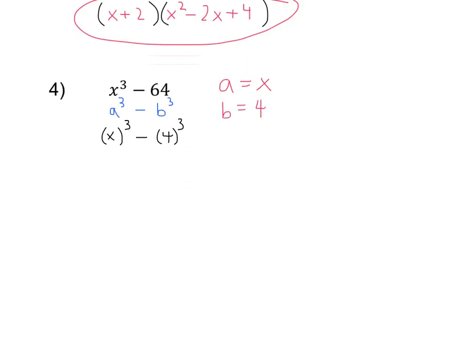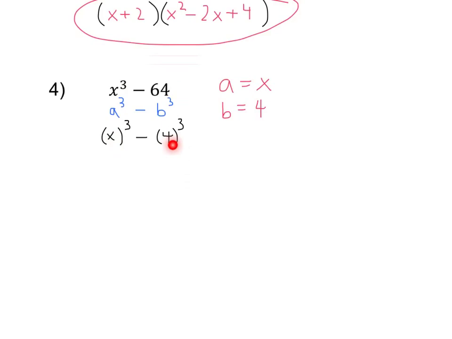Right, now I want you to notice that in this case, a cubed minus b cubed, our a was x, our b was 4, not negative 4. So this negative is not part of this b. The b is just positive 4. Okay, so here's a cubed minus b cubed.